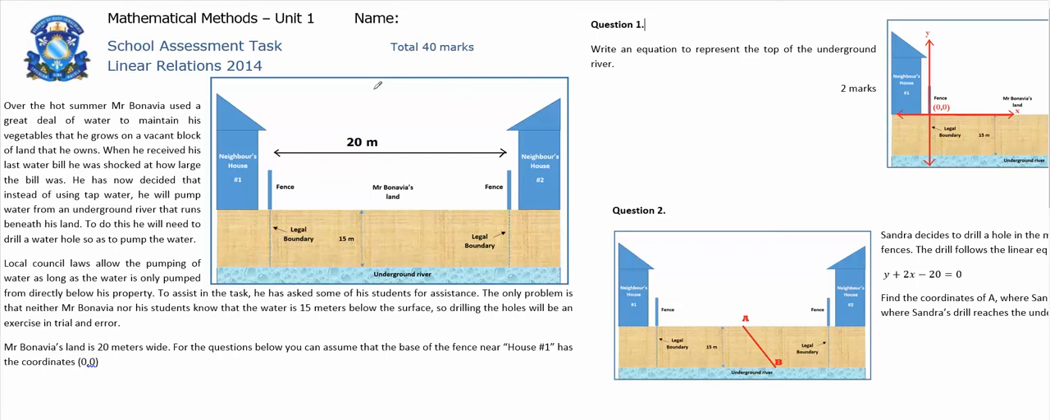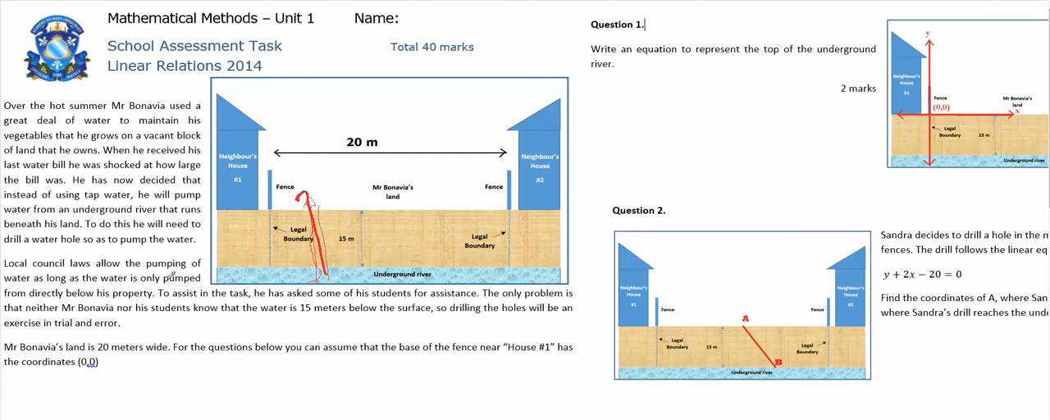He has now decided that instead of using tap water, he will pump water from the underground river that runs below his land. To do this, he will need to drill a hole so as to pump out the water. So he's going to drill a hole down here and suck the water up through, and then the water is up here and he can easily use that water on his vegetables.